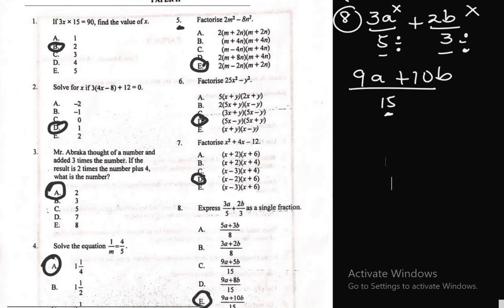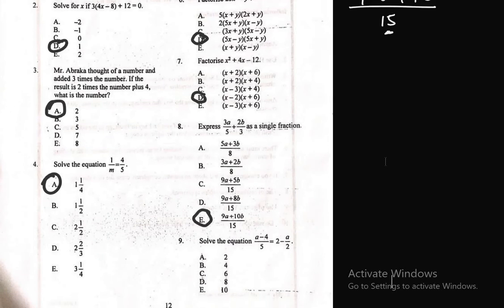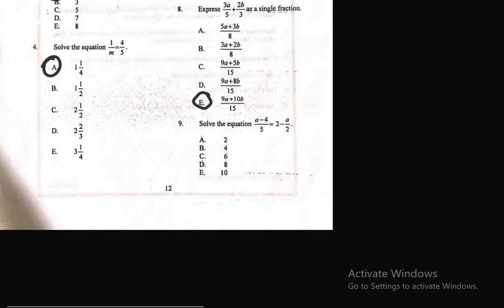Okay, let me move it down so you can see it very well. So E is 9a plus 10b over 15, and that is the answer. Question 9.